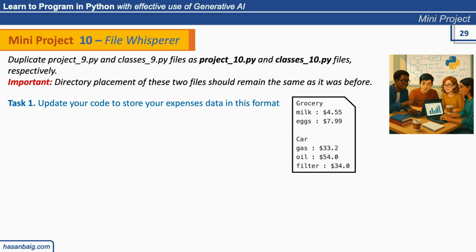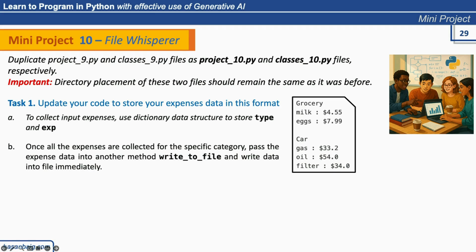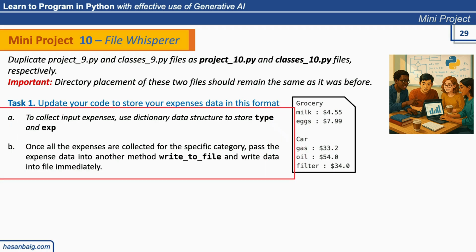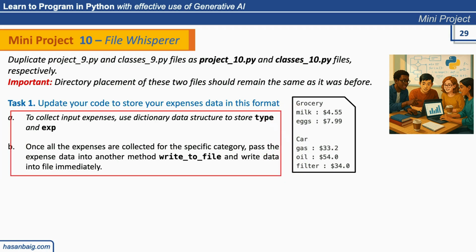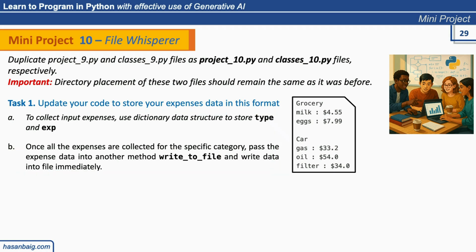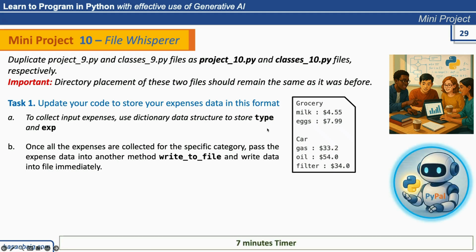A piece of hint I would like to give you is to collect input expenses, use a dictionary data structure to store type and expense. We have used a list to store these expenses. This time, it's only a suggestion. This is the requirement, and those 2 points A and B are just me suggesting how to achieve that. And please make sure you use PyPal for seeking help, and you need to submit the PyPal interaction.